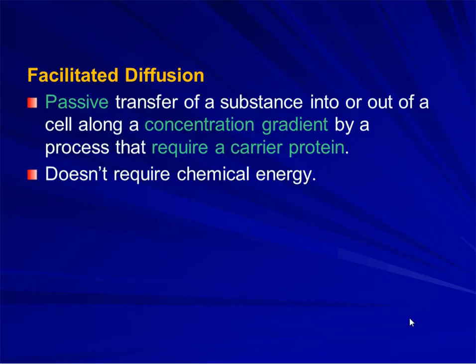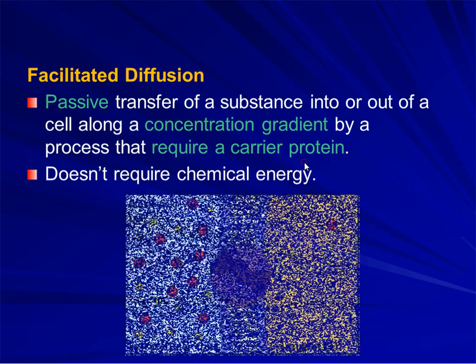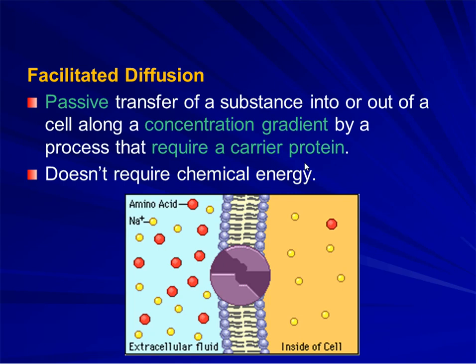The third type of passive transport is called facilitated diffusion. In facilitated diffusion, the term facilitated means they need help. Facilitated diffusion refers to the movement of particles from the region of higher concentration to the region of lower concentration. But this time, they require a carrier protein, a transport protein. However, there is no chemical energy required in this process because it is moving from high to low concentration, moving down the hill. Thus, no energy required. However, it needs a transport protein.